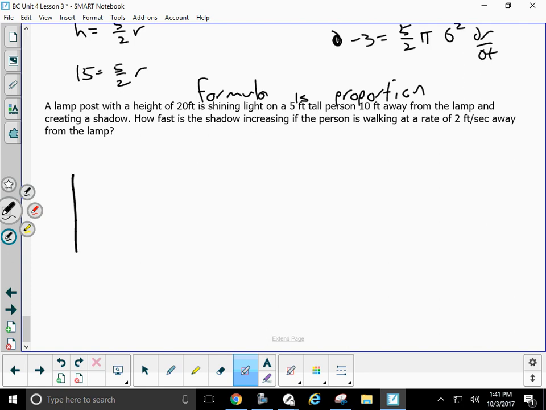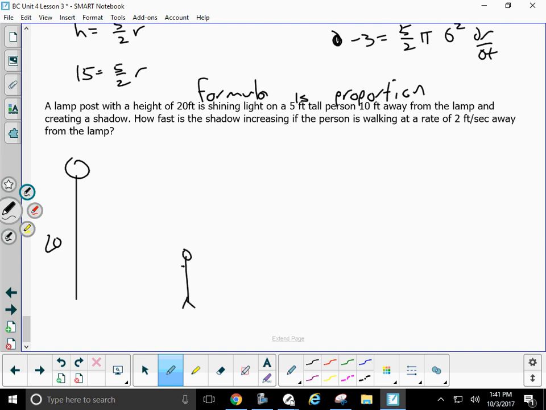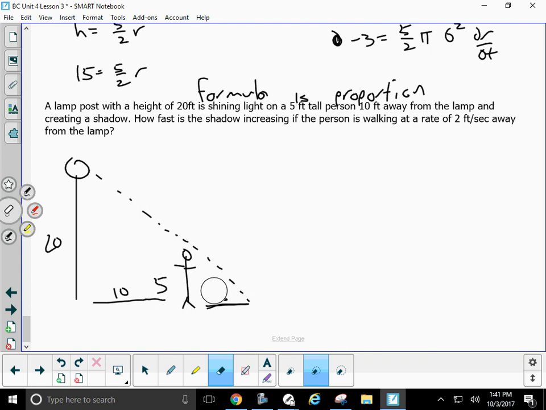Here we go. We got a lamp post. Height of the lamp post is 20 feet. Shining on a 5 foot tall person. Disproportional person there, who is 10 feet away from the lamp and creating a shadow. I'll call that shadow S. So I'm going to switch it because my S's look like fives. I'm going to call it shadow W. Okay? The person is walking away at a rate of 2 feet per second. We'll call that dx/dt.